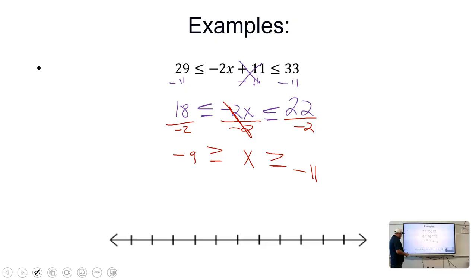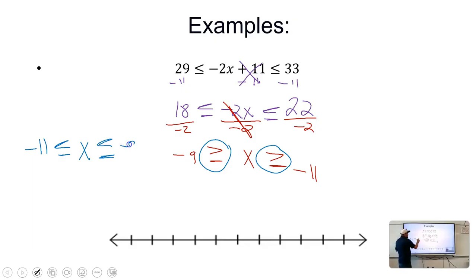Now you might notice that these are a little different than everything we've done before because now my signs are facing the other way. So to make this easy, we're just going to take this whole thing and flip it like a pancake. So negative 11, we're going to write that first. So we're flipping everything. And so the greater than or equal to will flip back to a less than or equal to. X stays there. This sign's going to flip to a less than or equal to. And then the negative 9 will come.